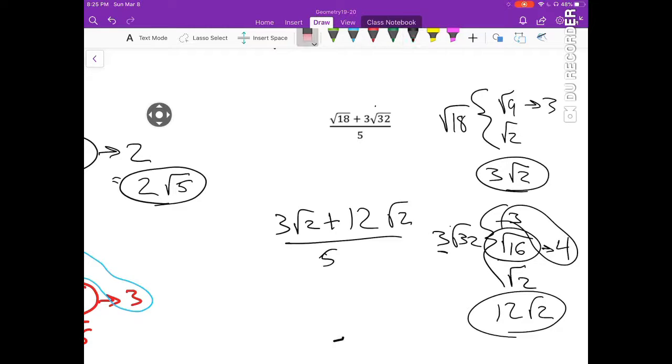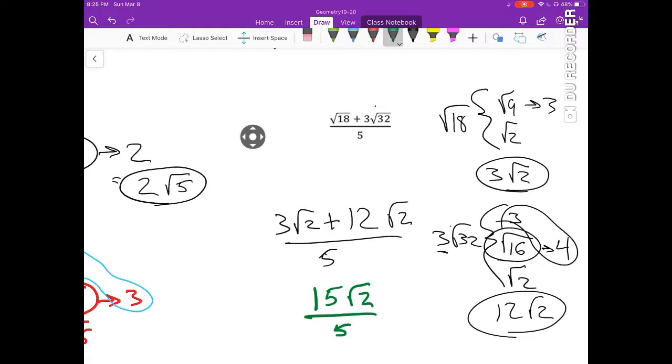Now, these two radicals are exactly the same. They're both square root of 2, so I can simplify. So that's what I'm going to do here. I'm going to take 3 radical 2 and add it to 12 radical 2, and we're going to get 15 radical 2 over 5. Now, division has the same property of multiplication.